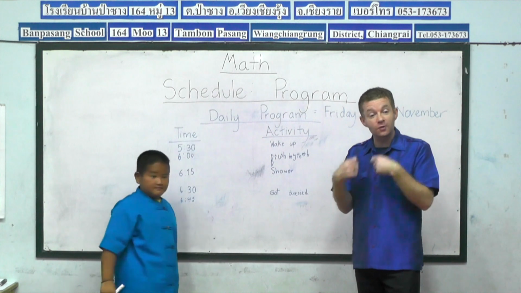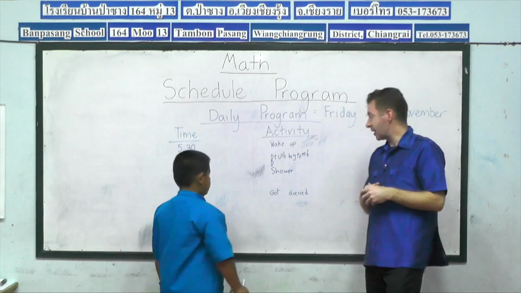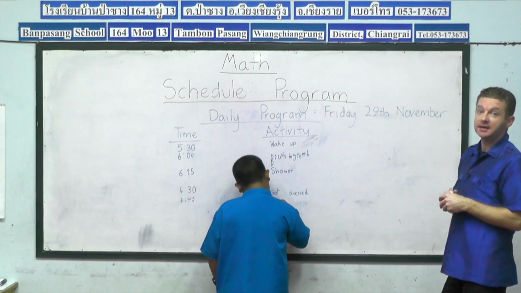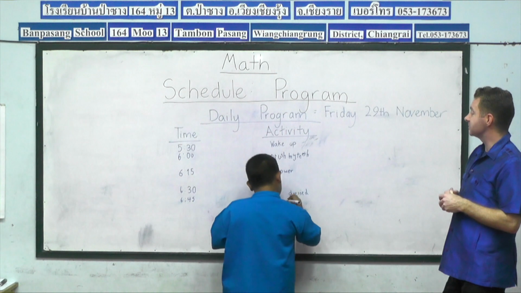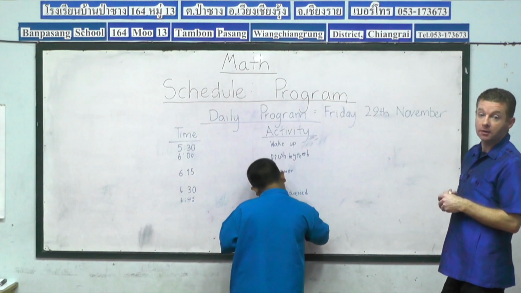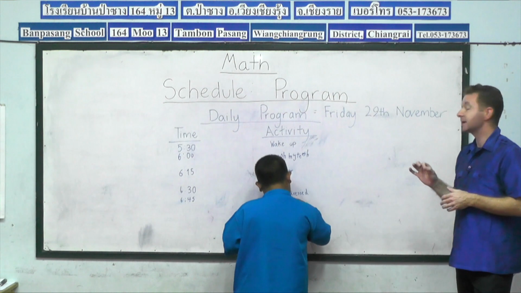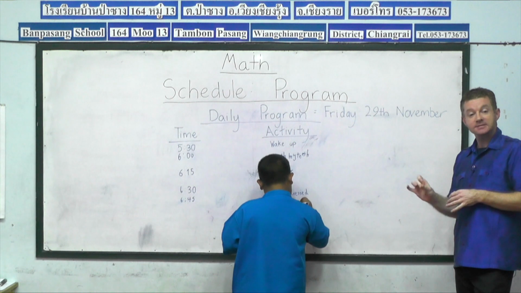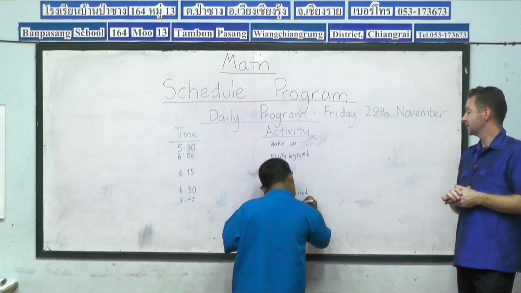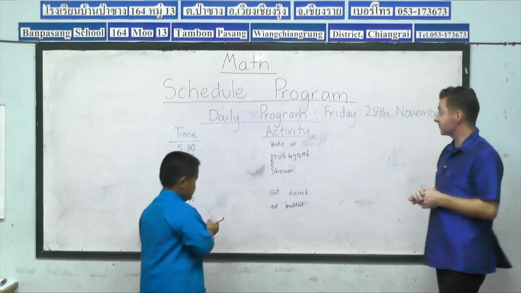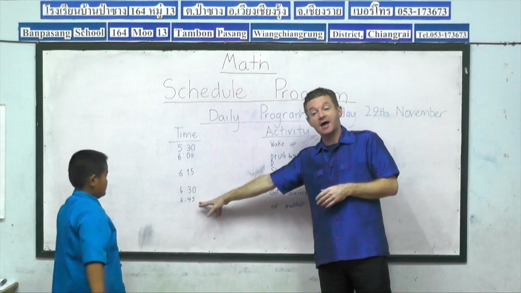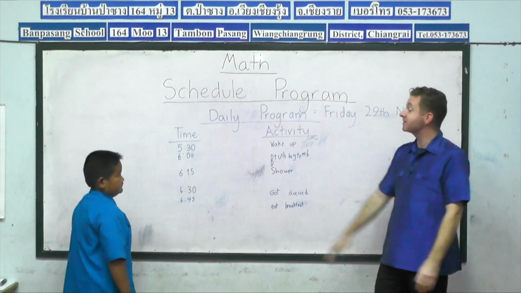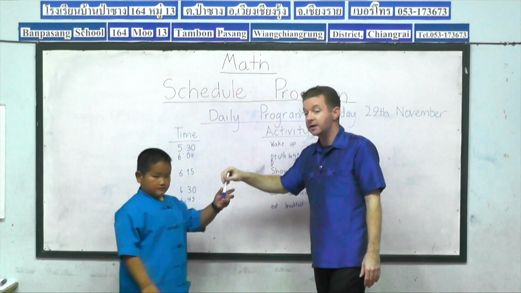So what do we need to do, guys? Eat breakfast. So Net will write eat, E-A-T, and breakfast, B-R-E-A-K, and then F-A-S-T. Net, that's brilliant. So you can say 6:45, eat breakfast. Brilliant, guys. Net, that was excellent. Big round of applause for Net, please.